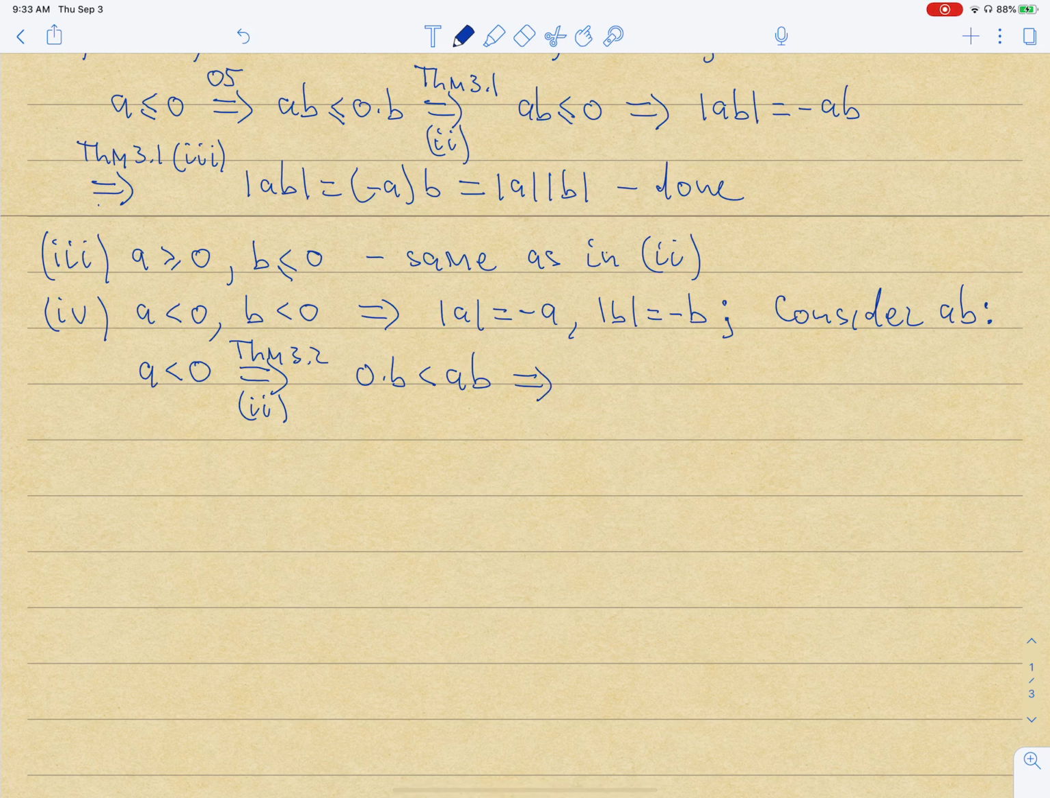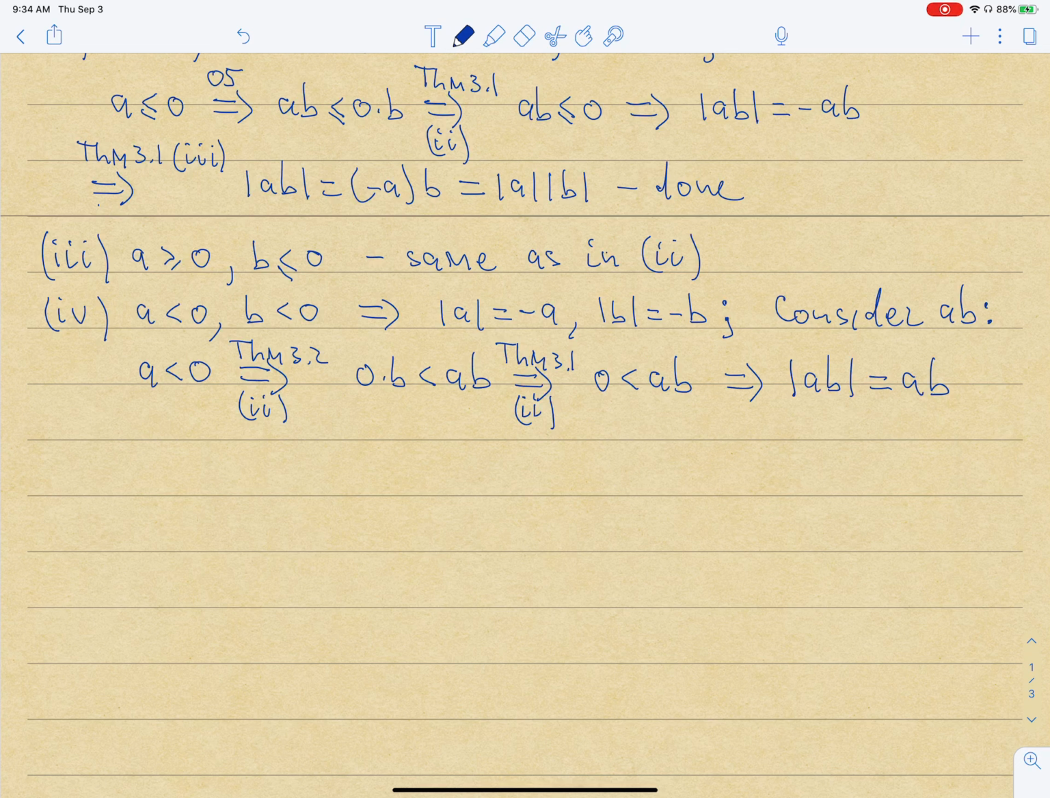Once again, from theorem 3.1, we know that a number times 0 is equal to 0. That's theorem 3.1, item number 2. We get that 0 is less than AB. So AB is positive. And so therefore, if I take absolute value of AB, then this should be the same thing as AB, right? Because AB is positive.